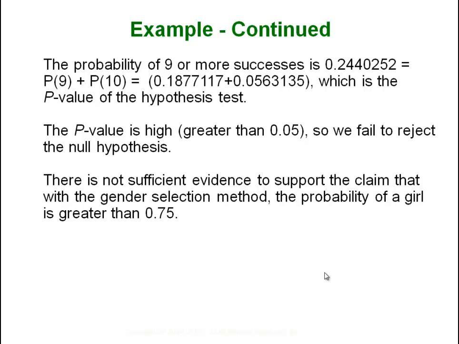So that becomes the p-value of our hypothesis test, which is a pretty big p-value, and it's a lot bigger than 5%. So we fail to reject the null hypothesis, which means there isn't sufficient evidence to support the claim that with this method the probability of a girl is greater than 0.75.